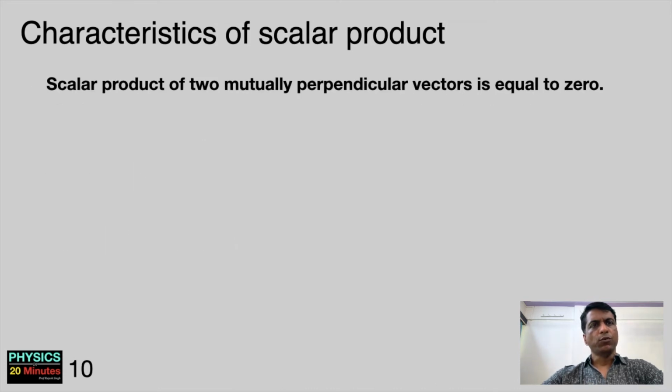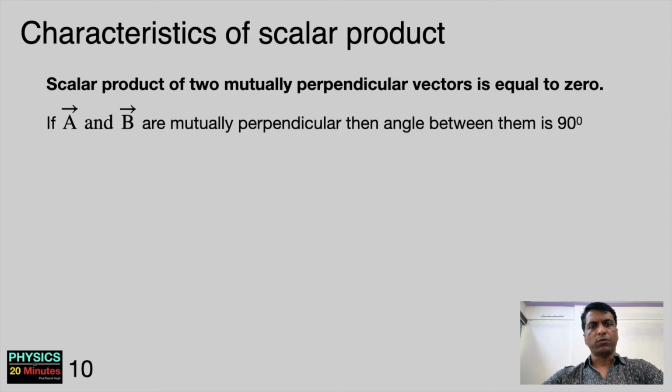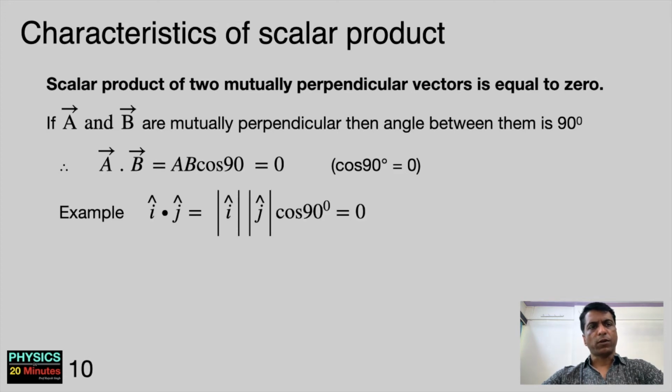Scalar product of two mutually perpendicular vectors is equal to 0. So what happens when two vectors are perpendicular to each other? The angle between them becomes 90, cos 90 is 0, and therefore the scalar product becomes 0. For example, if you take a dot product between i cap and j cap, remember i cap points in the direction of positive x-axis, j cap points in the direction of positive y axis. So angle between them is 90 degrees. Therefore the dot product of i cap dot j cap is equal to 0.